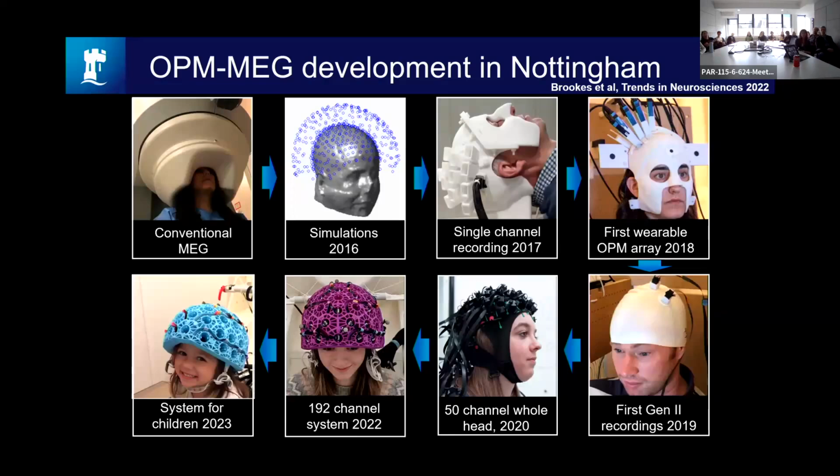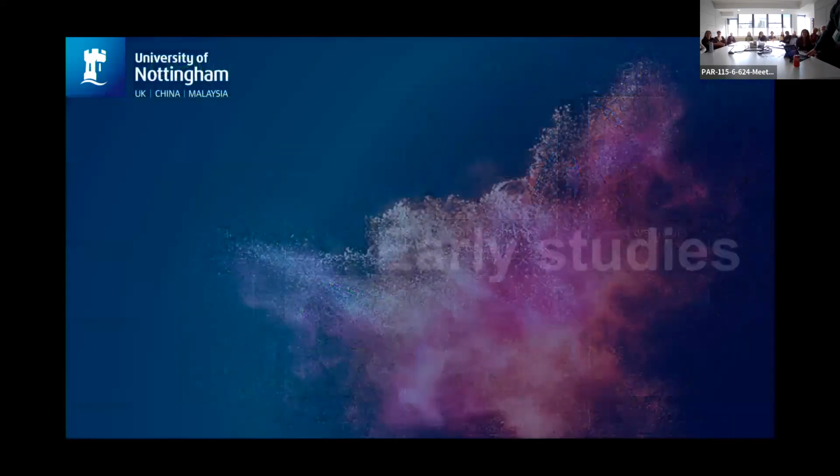In 2023, we had a system for children, and Holly's just built a 384 channel system, of which how many work? 352. So we've got a 352 plus or minus a few channel system at the minute. So yeah, we need an extra box now. That's what we've been playing around with.